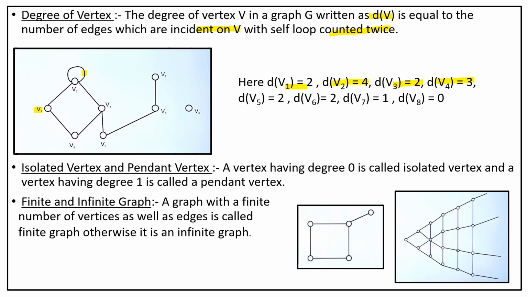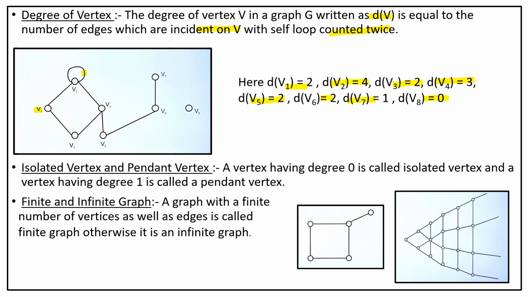V5 is connected to V4 and V6, so the degree for V5 is again 2. The degree of V6 is also 2 because it is connected to V7 and V5, and the degree for V7 is 1 because it is only connected to V6, and the degree for V8 is 0 because it is not connected to any of the other vertices with the help of an edge.